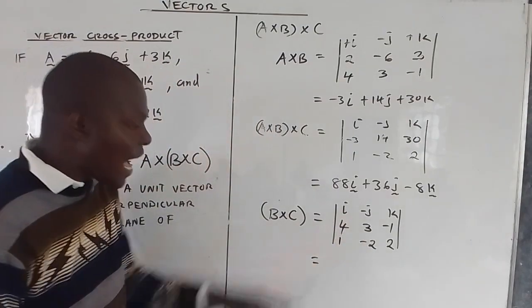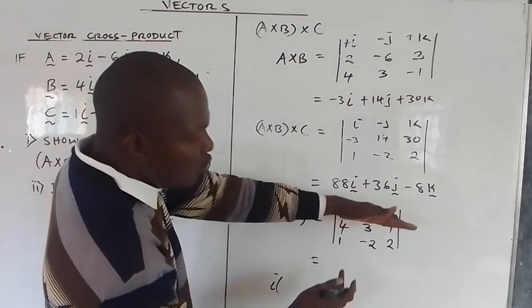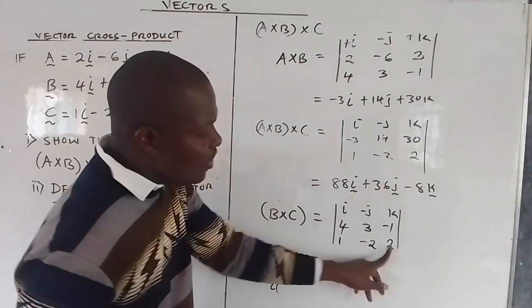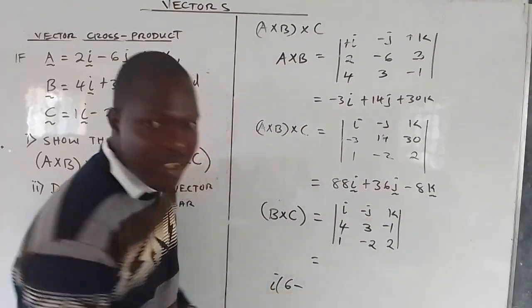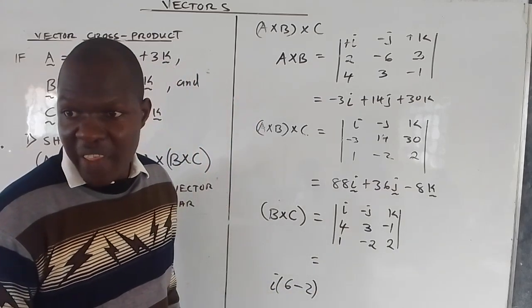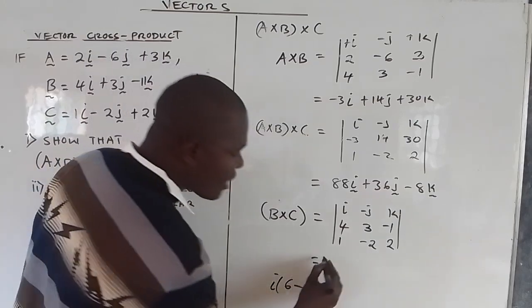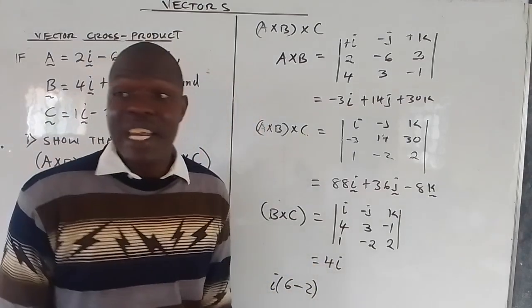Now go for I. When you block the I, the first row and first column, you fill with these values. 3 times 2, 6, minus negative 1 times negative 2, which is positive 2, isn't it? Are we together? So 6 minus 2 is 4, times I, is 4I.